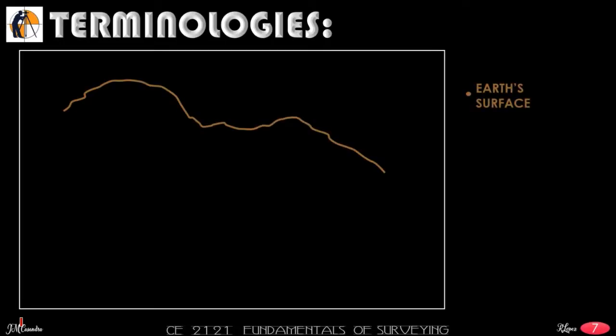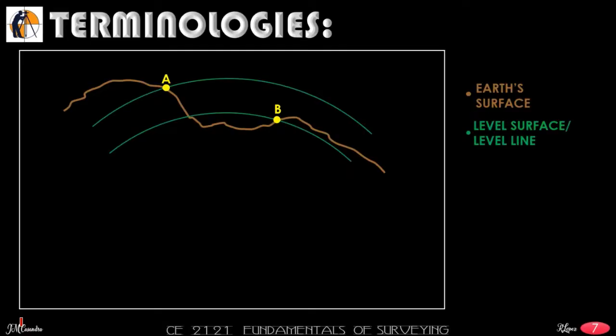To understand the terminologies that we just mentioned, let's say this is the Earth's surface. Let's have points A and B to define our measured line. The curved line now will be a level surface. So this one is our level surface at point B, and this is our level surface or level line at point A.